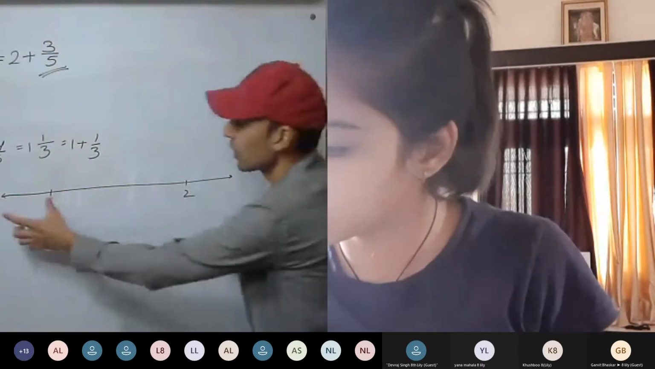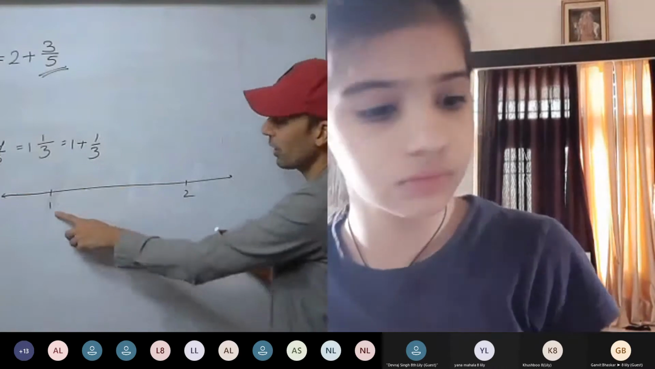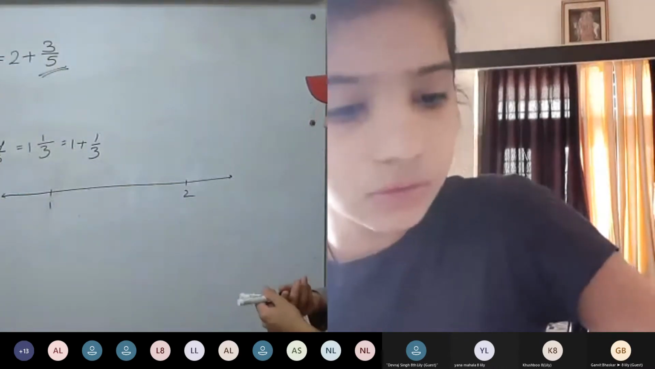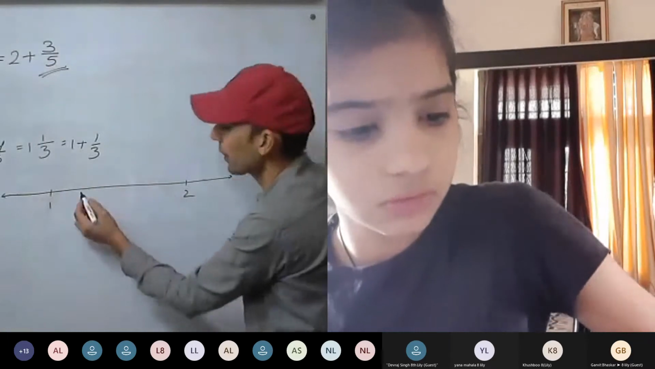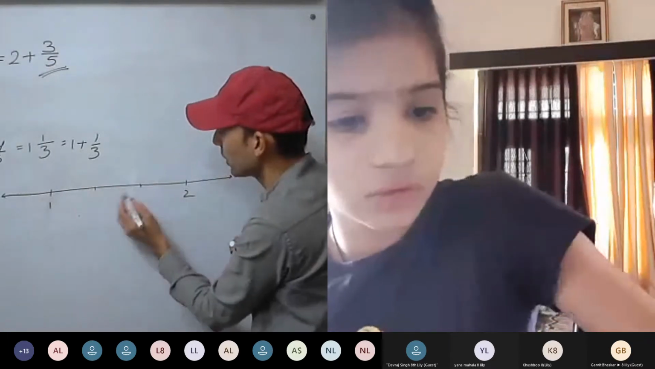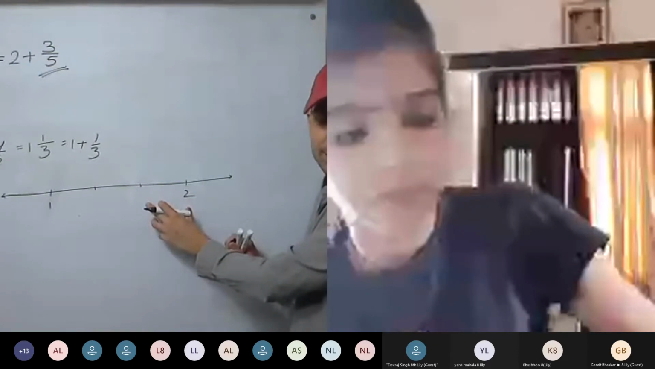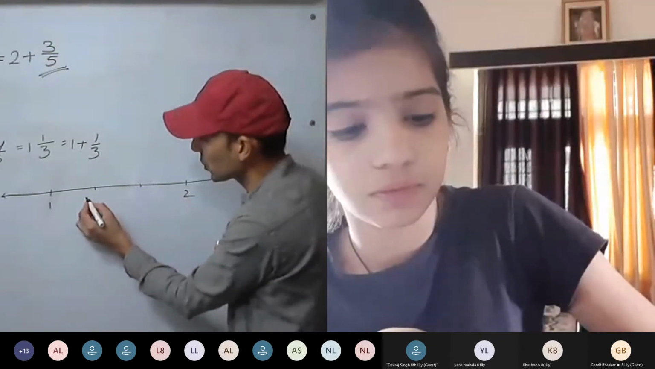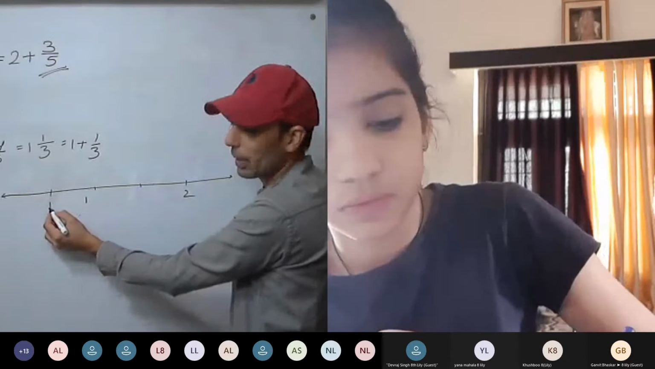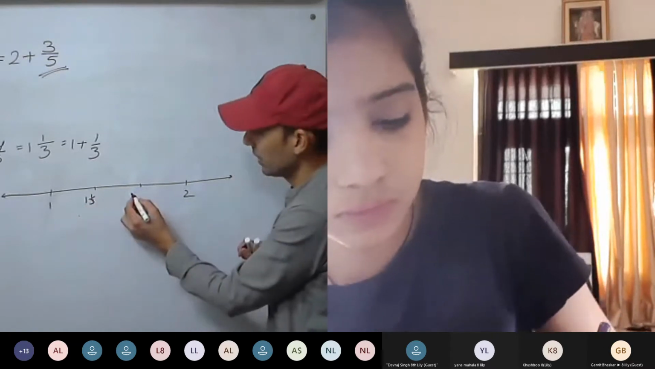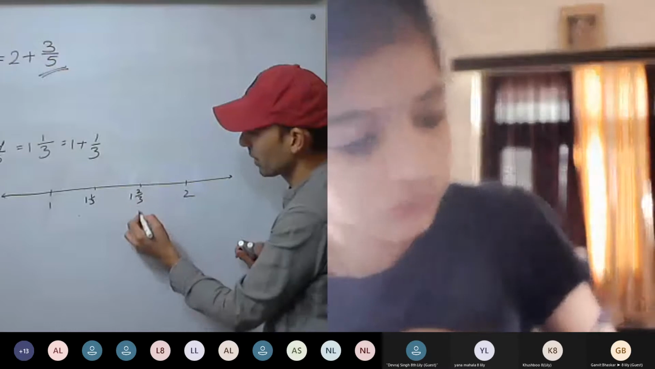Now, 1 we already have, between 1 and 2. This length we have to divide into how many parts? Divide it into 3 parts: 1 part, 2 parts, 3 parts. These are the 3 parts. This will be how much? 1 plus 1 we already marked, so 1 plus 1 by 3. We can write 1 by 3, 2 by 3.